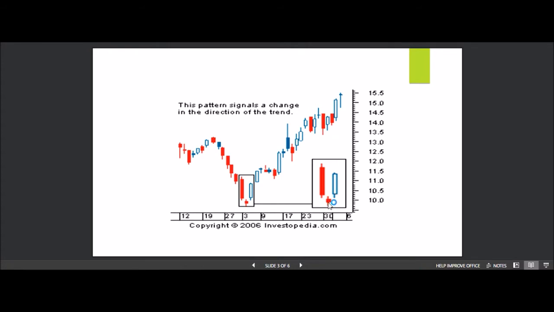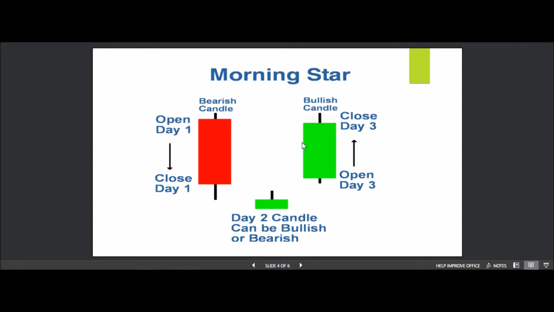And then what do we do on this third day? A small gap back up, and then we end up closing at or above the mid-level of the first day. So we're bearish, price is decreasing, a big bearish candle, a small gap down, a red, white, black, or doji candle forms, a small gap back up, and we end up having a nice bullish candle. You can see we actually saw a reversal of the trend as we started to push back higher. You can see here the morning star.